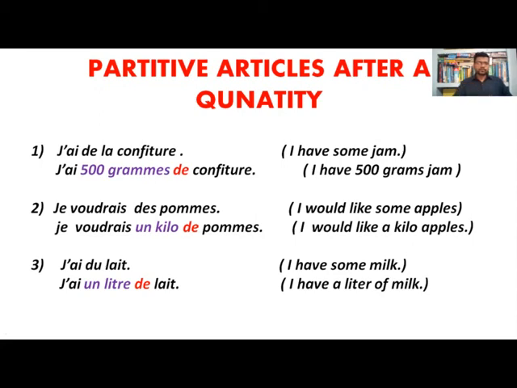Similarly, the third one we have j'ai du lait. I have some milk. Milk is also an uncountable noun, but we use a measurement scale here: liter, half liter, 1 liter, 2 liter, 3 liter. So I want to say that I have a liter of milk. Yeah, I have 1 liter of milk. So you will say j'ai un litre de lait. J'ai un litre de lait. I have a liter of milk.